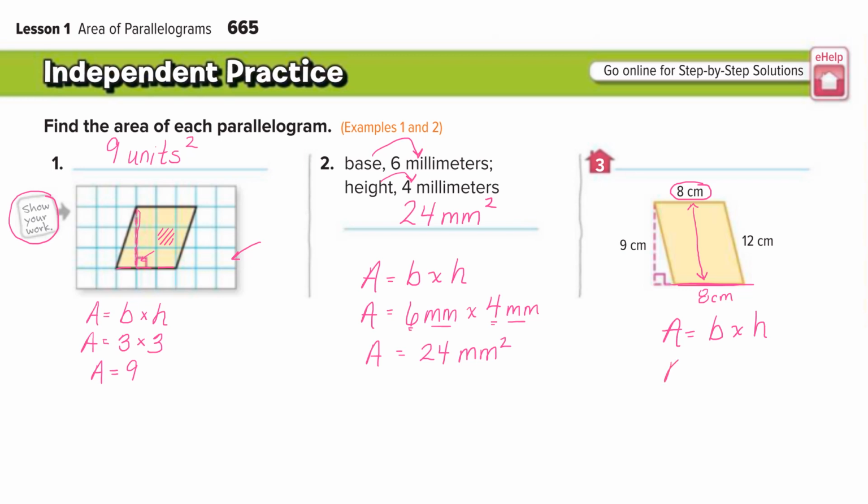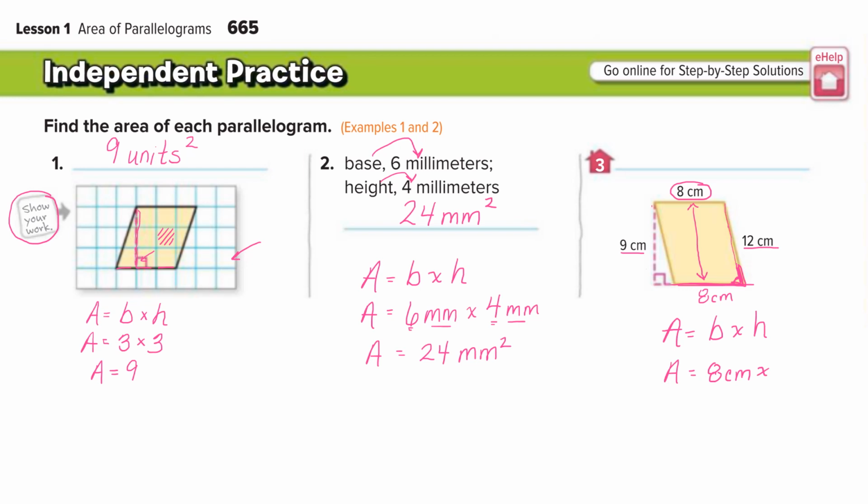So our area is going to equal 8 centimeters times, I have 2 measurements to choose from now, 9 centimeters and 12 centimeters. We have to decide which one is the height. Remember, the height needs to be perpendicular to the base. 12 is not perpendicular to the base here. Okay, this angle is not perpendicular. 12 is simply the length of this side.